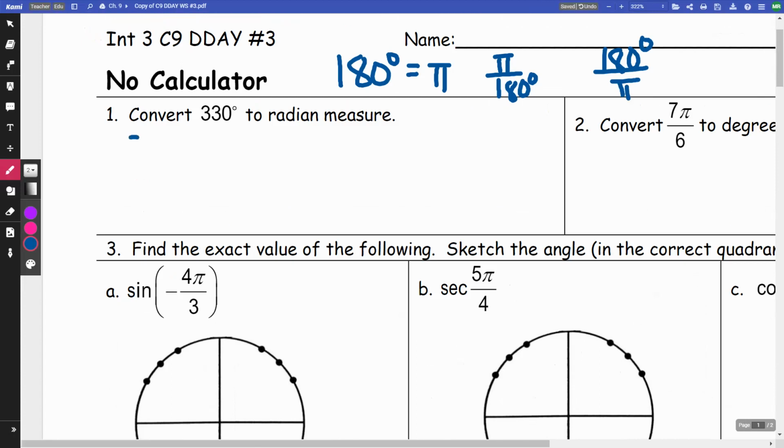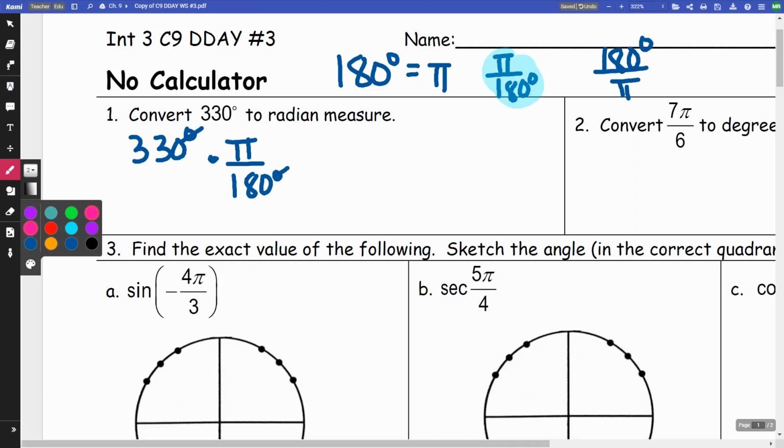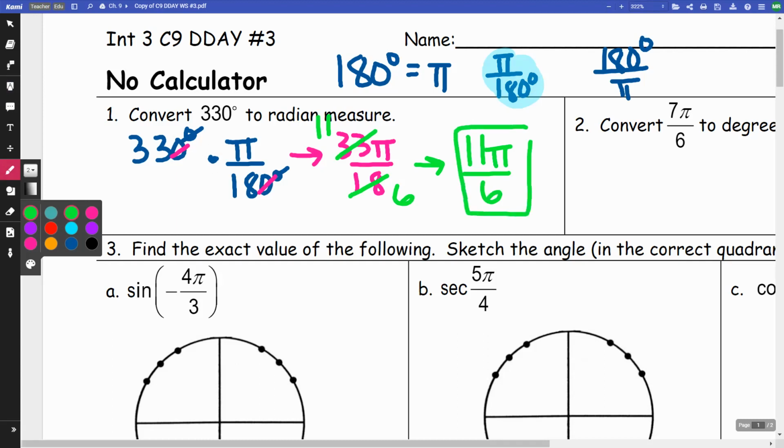So what I'm going to do is take 330 degrees and multiply it by this one here, because I want my degrees to cancel. So I want my degrees in the denominator, and so my degrees cancel. I'm going to cancel a 10. So I end up with 33 pi over 18, which I believe I can reduce again. 3 goes into this 11 times, 3 goes into this 6 times. So I get 11 pi over 6 as my answer.